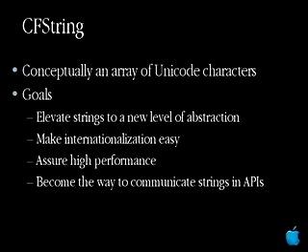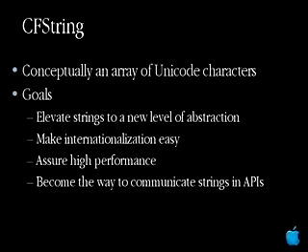Conceptually, a CFString is simply an array of Unicode characters. The goal in creating a CF type, as I show here, is that we're trying to get strings to a new level of abstraction. We're trying to solve the 8-bit ASCII problem. If we can do that, then internationalization becomes easy because the basic type throughout the entire system will support Unicode characters.